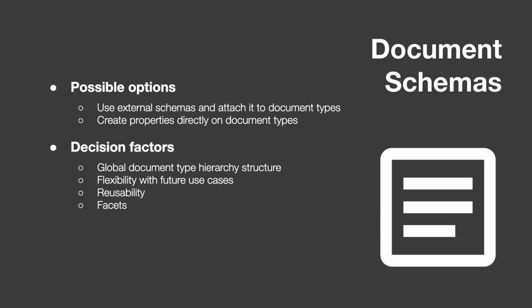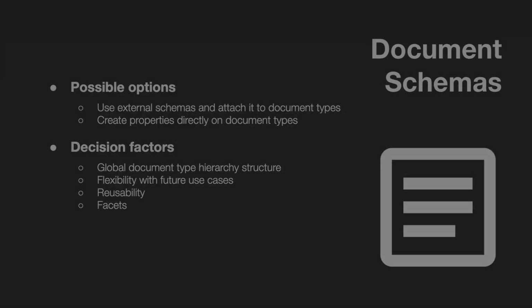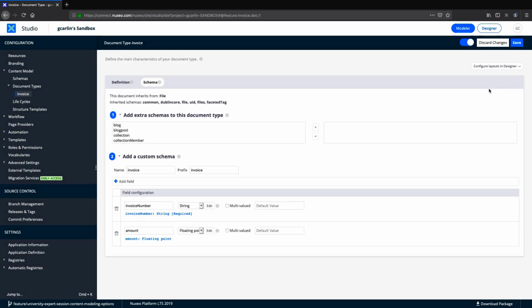So as you know, when you need to attach document properties to a document type, you can either directly create these properties in the document type definition or create a schema with its own properties and attach this external schema to the document type. So let's take an example to illustrate it.